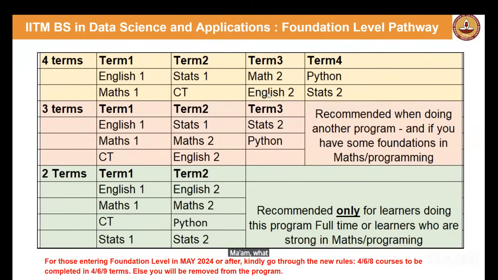Ma'am, what I wanted to ask was, as a standalone student, if I decide to take the foundation course in 3 terms, will there be any significant disadvantages? No, there is no significant disadvantage. Only the number of terms to complete the entire degree, you will have to adjust during your diploma level. We have to fasten the pace. Only that much. Everything else will be the same. Okay, ma'am. Thank you.